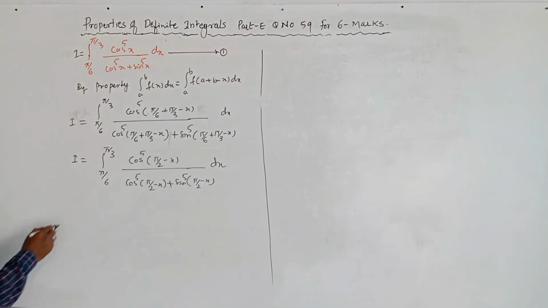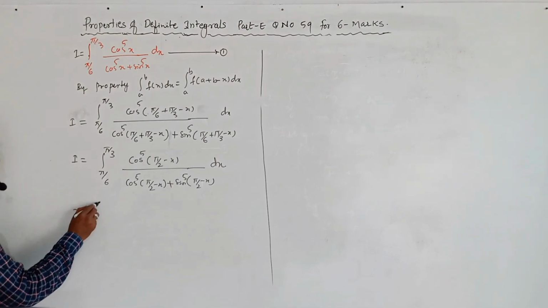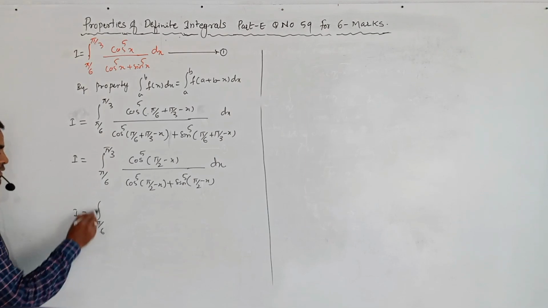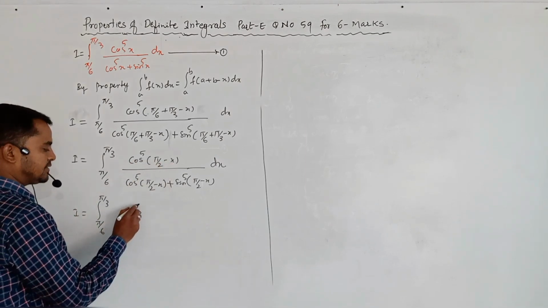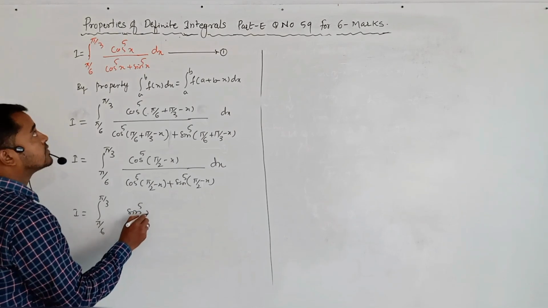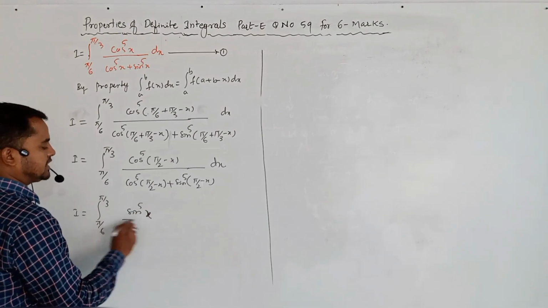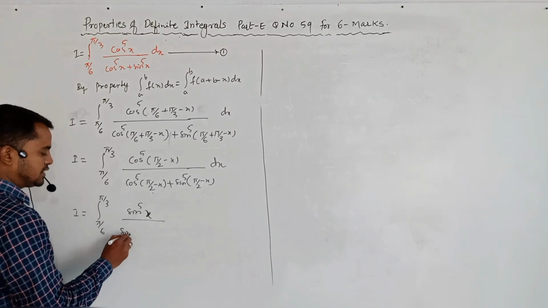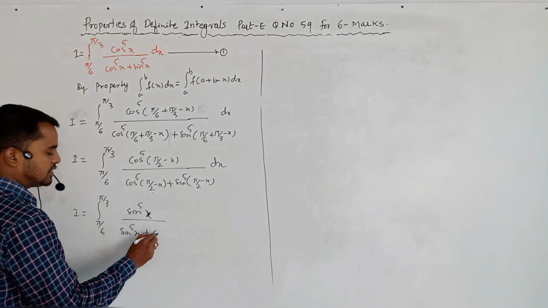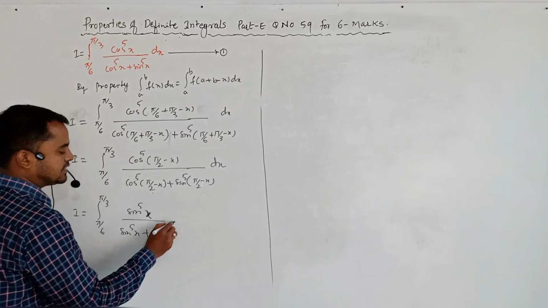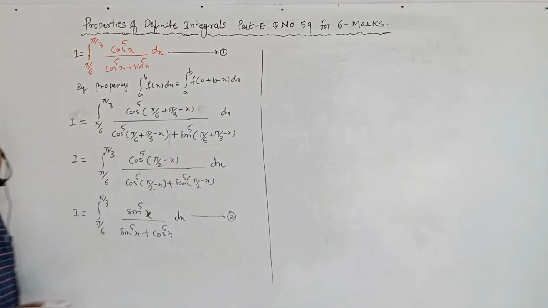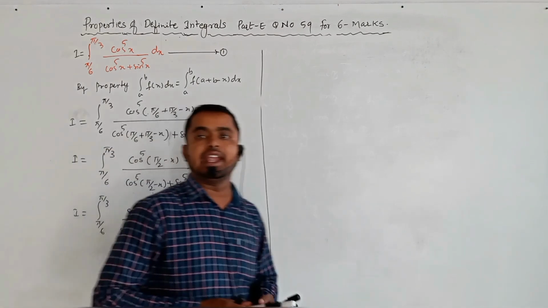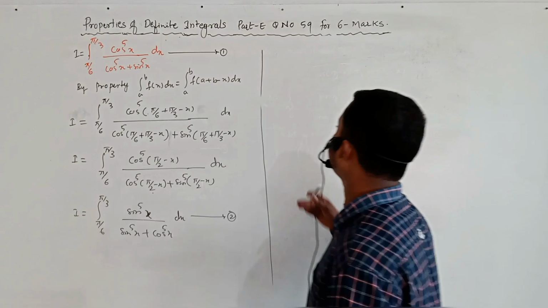Next I is equal to integration from 5π/6 to 5π/3. Cos(90 minus x) is what? Sin x. This is also sin^5 x plus cos^5 x dx. Equation 2. Adding equation 1 and 2.